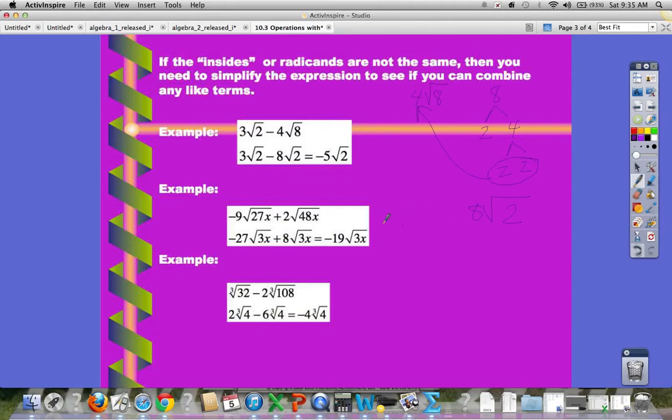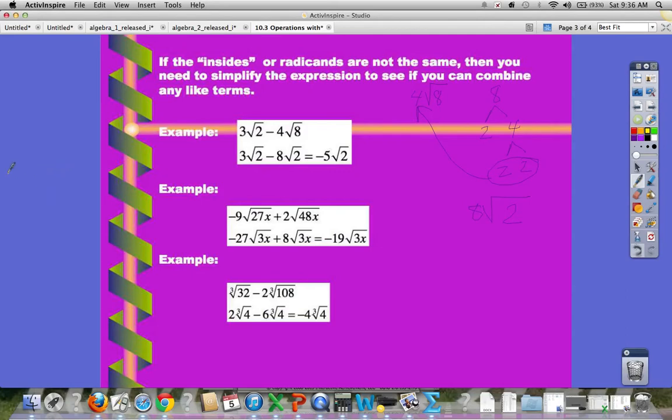Okay? Same with the next problem. It's negative 9 times the square root of 27x, and we're adding 2 times the square root of 48x, okay, and we need to break those down. We know that 27 and 48 are not simplified. So I'm going to go ahead and write something over here so we have room.